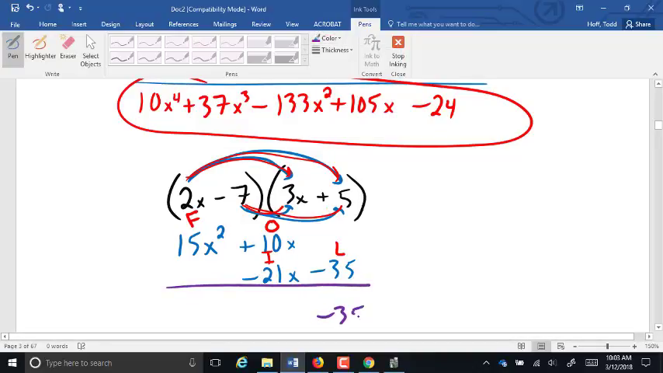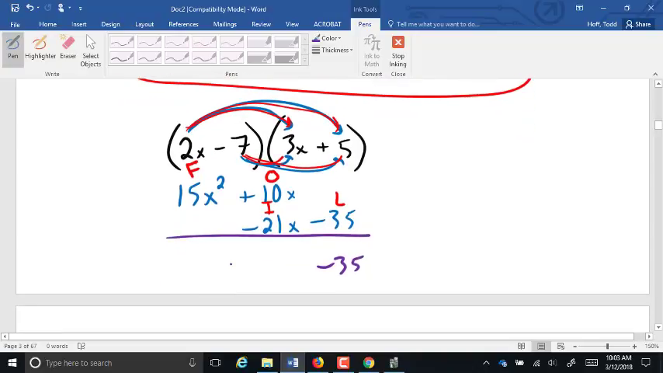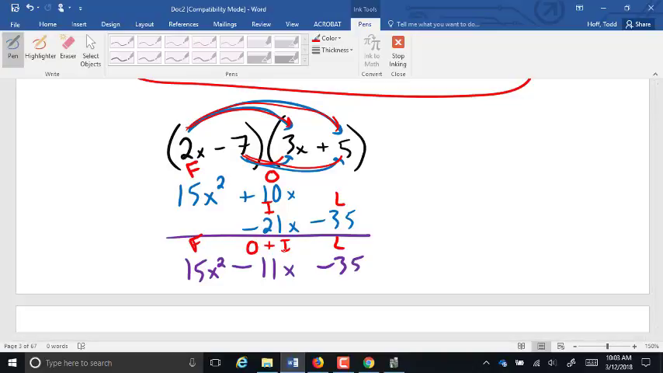I've got the negative 35 here. I have 10x and negative 21x is a negative 11x. And I have the 15x squared. You can see how this still stacks up. The 15x squared is still just the first digits. The negative 35 is still just the last digits. And that negative 11x, that's from the outside plus the inside. So we see where each of those digits comes from.